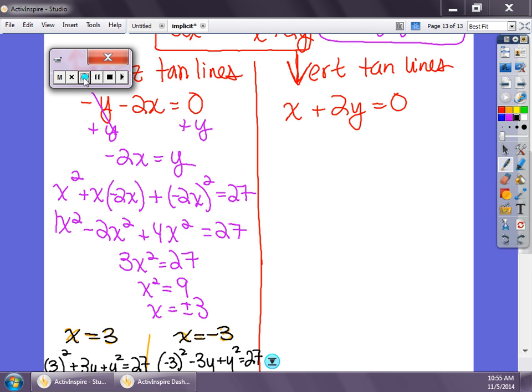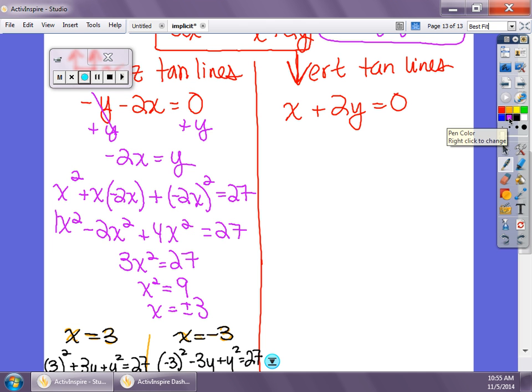Okay, so we already did horizontal tangent lines by setting the numerator equal to 0. Now we're going to do the vertical tangent lines, right? Vertical line means the slope is undefined, which means 0 in the denominator. So we set the denominator equal to 0. It's easier if we solve for x.